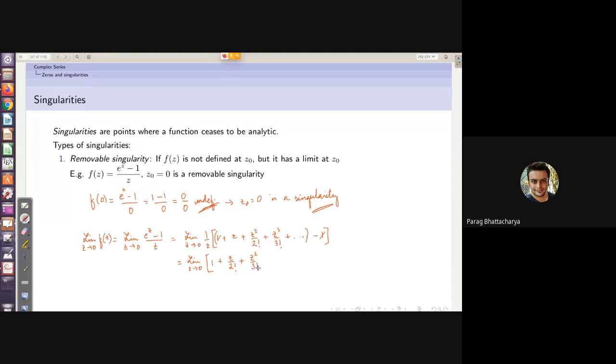Now you can take the limit. Taking the limit means just substituting the value z equals 0. When you put z equals 0, everything is 0 except the first term. So this result will be equal to 1, which is definitely non-zero.